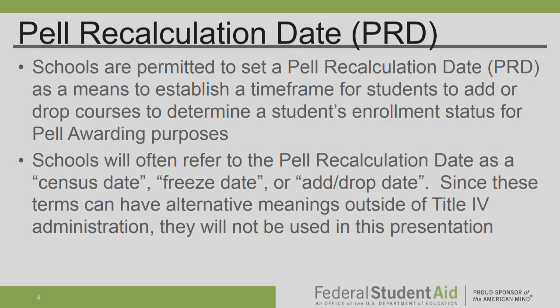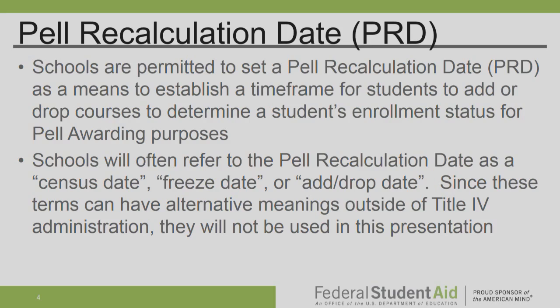And then when we replace the term Pell recalculation date with the word census date, we then start making all kinds of mistakes, such as, well, it's a census date, and that's when I determine what my student's enrollment status is for Title IV purposes, and that's not true. Let's be clear. The only type of Title IV aid that is affected by your census date, if you so choose to use that as your Pell recalculation date, is Pell, and that is it.